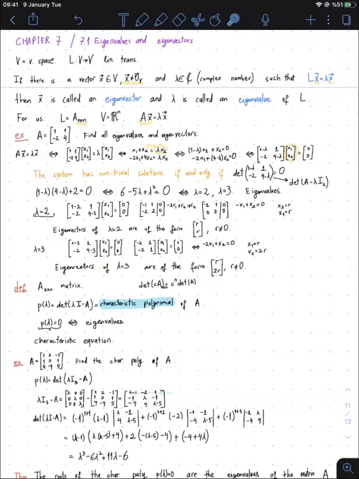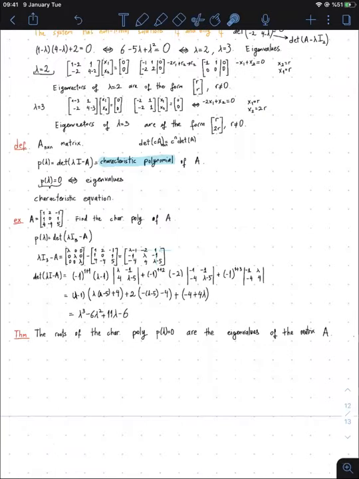Okay, so in the next lecture we will try to find the eigenvectors of this 3 by 3 matrix. It will take some time because it's a little bit more involved than the 2 by 2 case.